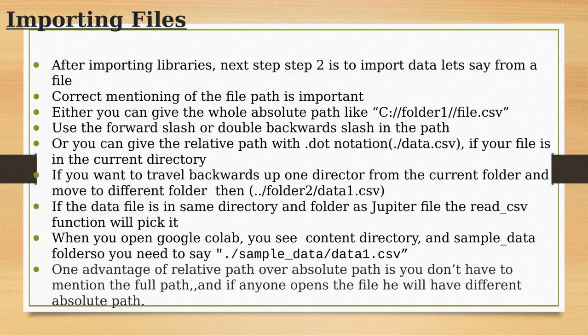If you open Google Colab, then on your left side you can click the folder icon, and it will take you to the content folder, and it has a sample data folder. So you can directly open your file if it's in the content folder, or you mention the folder name, like sample data. One advantage of relative path over absolute path is you don't have to mention the full path, and if anyone opens the file, he will have a different absolute path. So it is better to use relative path.